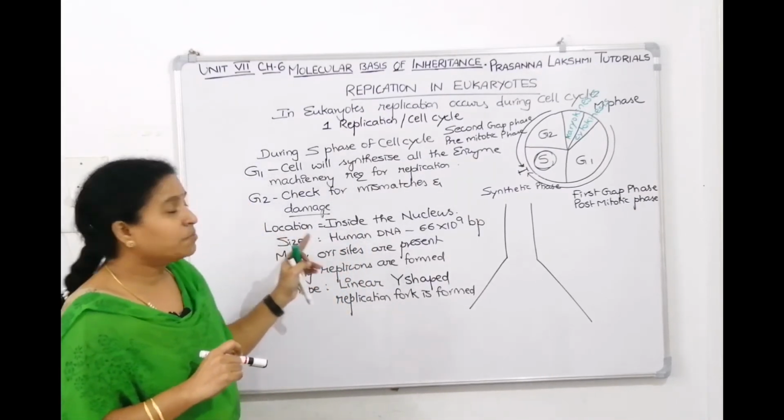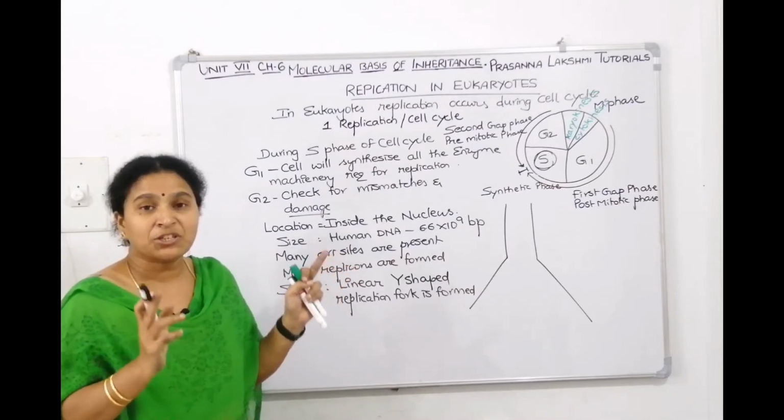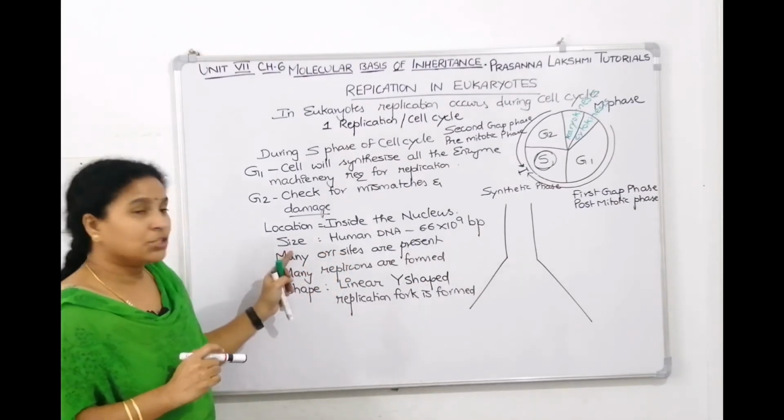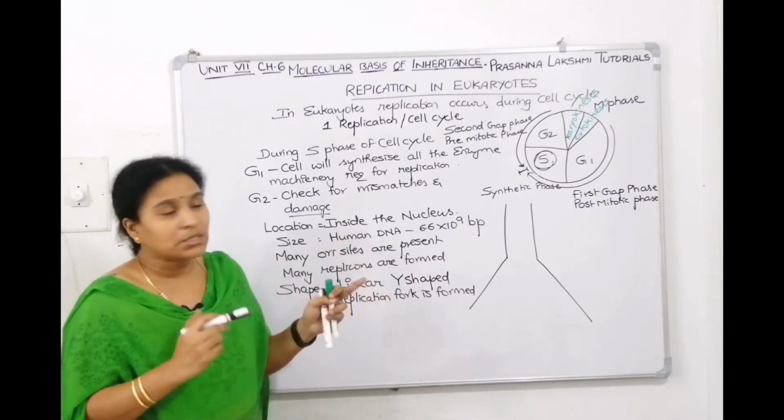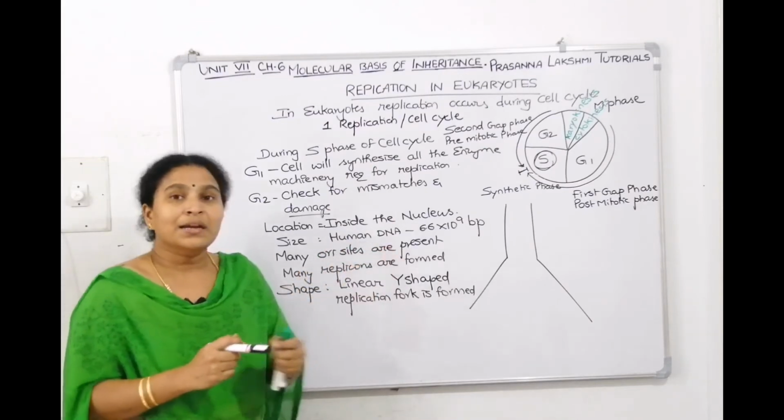And then we told location, because it is a eukaryote, it has a nucleus, replication occurs inside the nucleus. The size of the eukaryotic DNA is big. We have taken the size of a human DNA. It's very big.